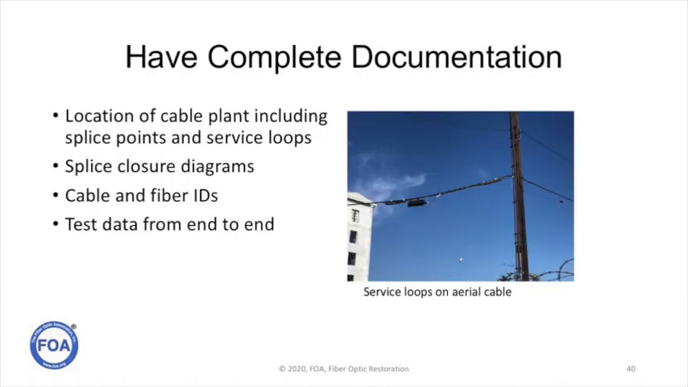You need to know the location of the cable plant, including the splice points and service loops, even the aerial ones like the service loop here, that will allow you to extract some cable to use for splicing. You need to know the diagrams for splice closures, what fiber is spliced to what fiber and where. You need cable and fiber IDs. You need test data from end to end. All of this information, if it is available, will make it much quicker for techs to come in and fix problems.